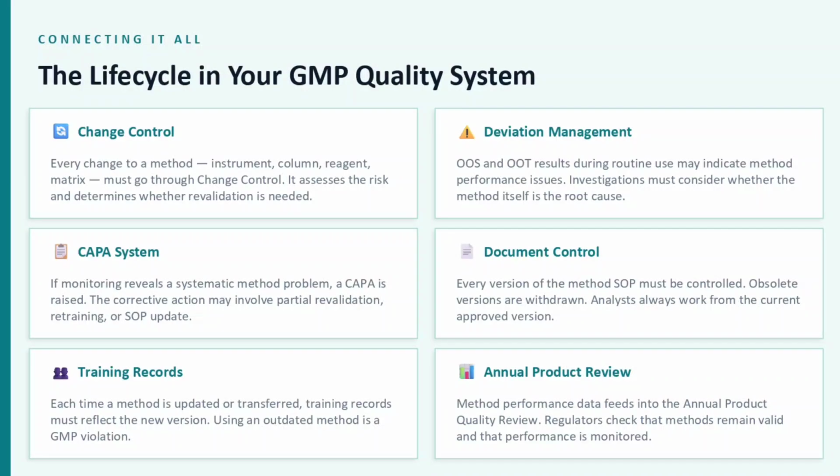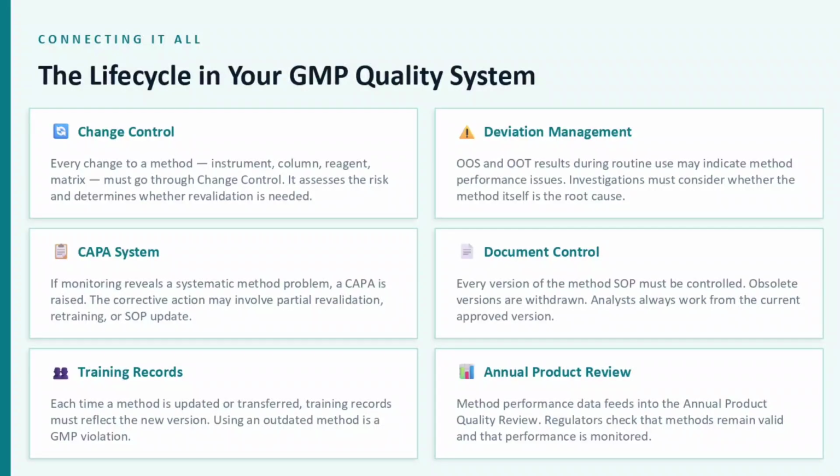If monitoring reveals a systematic problem with the method, the CAPA might involve partial revalidation, SOP update, or retraining of analysts. Document control ensures that only the current approved version of the method SOP is accessible. Obsolete versions are withdrawn and controlled. Training records must reflect the current version. Every time the method SOP is revised, the affected analysts need documented training on the new version before they can use it for GMP testing.